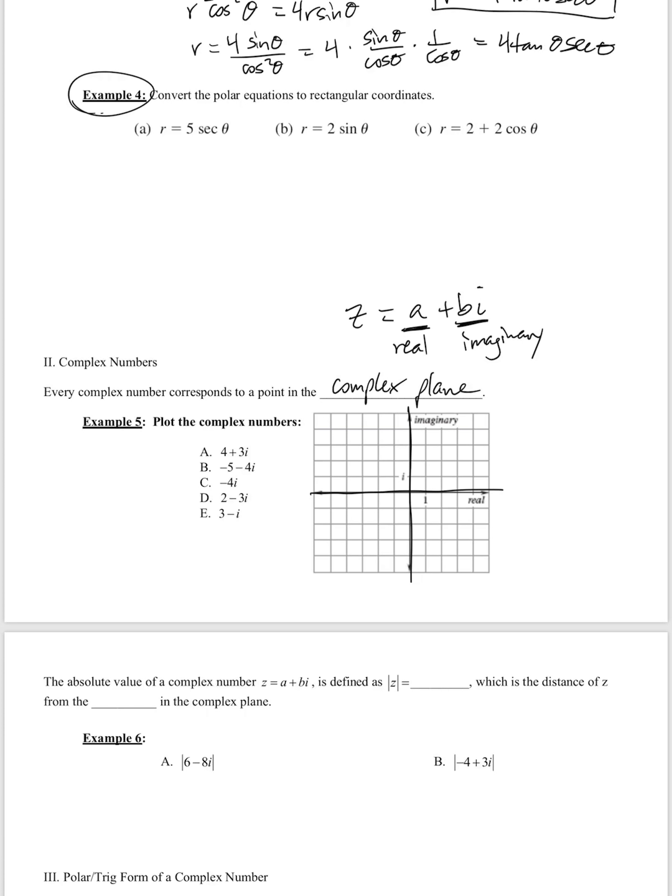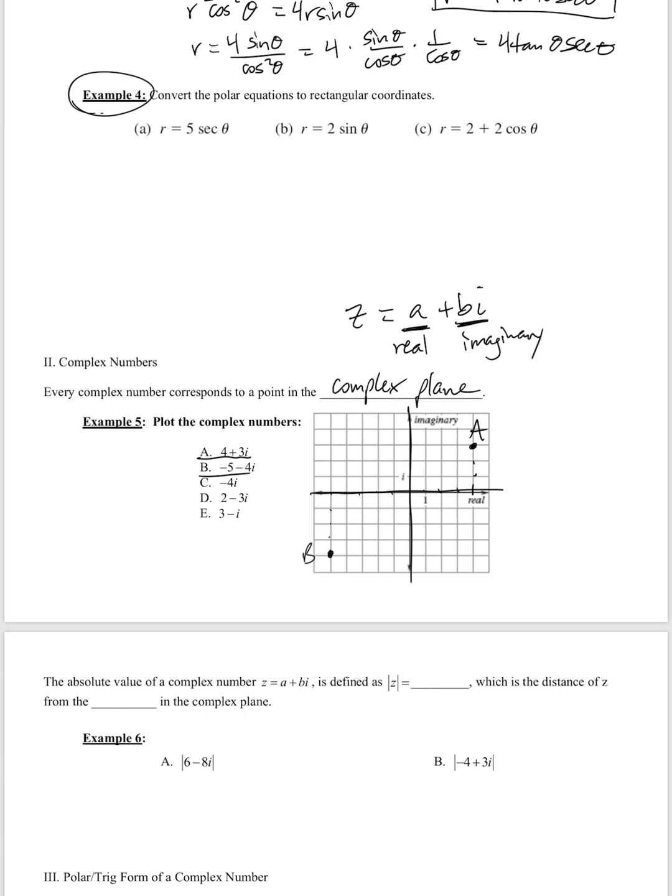So how do we plot these? Well, let's look at letter A. 4 plus 3i. 4 is the real part, so I'm going to count 1, 2, 3, 4 along the real axis, and then go up 3, 3i, the imaginary axis. That's my point. That's where A goes. So for B, -5 along the real axis, 1, 2, 3, 4, 5, and then down 4 along the imaginary axis, 1, 2, 3, 4. That's letter B.